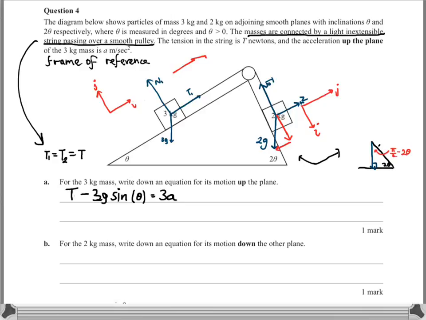Now, just using some triangle geometry, we know that this angle up in the corner has to be 90 degrees or pi on 2 minus 2 theta. Okay, got that? Now, let's extend that and relate it to the right angle triangle here of the components of the weight force.